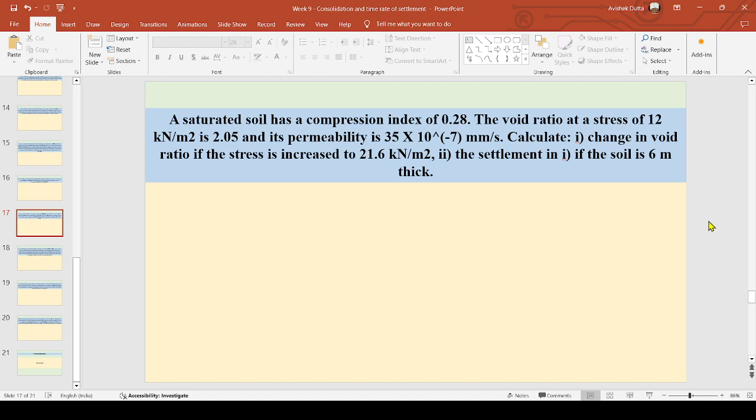So the soil has a compression index of 0.28. The void ratio at the initial stress of 12 kilonewton per meter square is 2.05, and the permeability is 35 into 10 to the power minus 7 mm per second. Now when the stress is increased to 21.6 kilonewton per meter square, find out the change in void ratio, and also find out the settlement given that the soil is 6 meter thick. Okay.